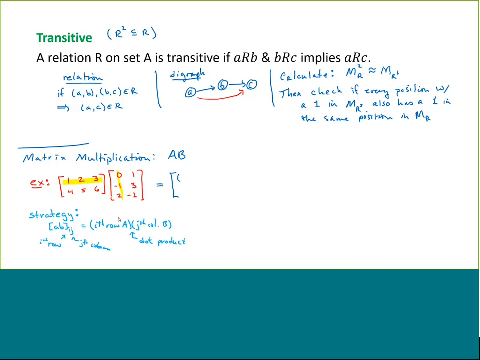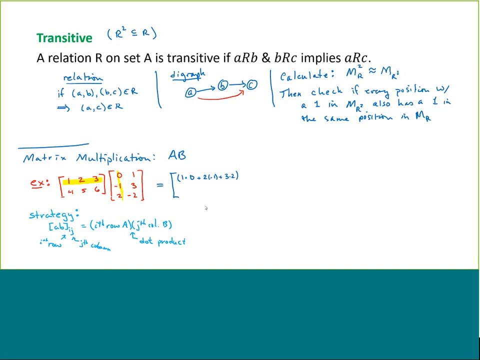So let me write it out. You'll have 1 times 0, first position in the first row, first position in the first column. Then you're going to have 2 times -1, second position in the first row, second position in the first column. And lastly, you're going to have 3 times 2. And then you actually have to figure out what that number is.